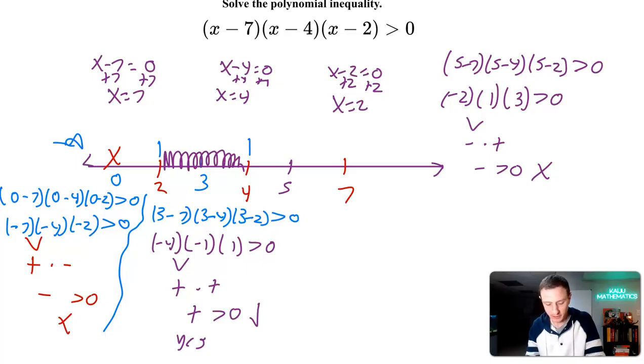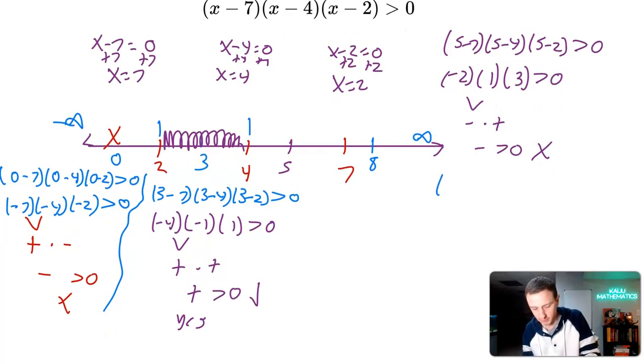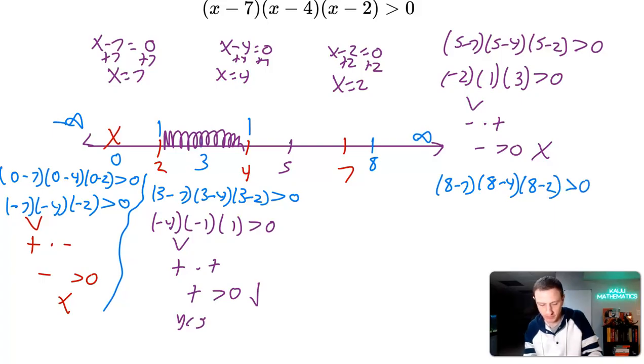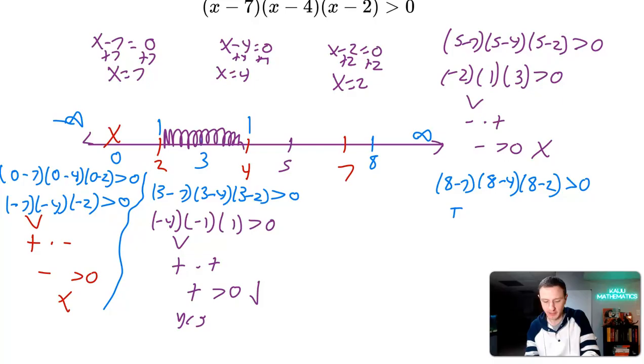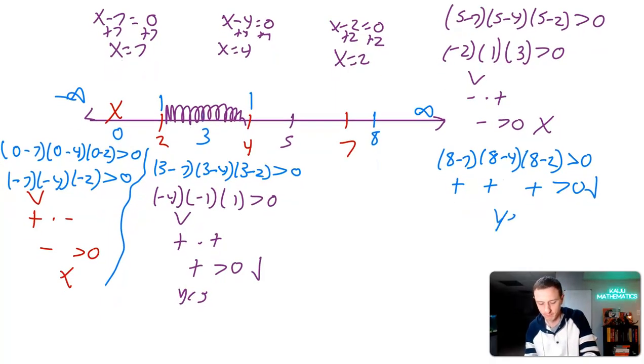And then finally, last region, 7 out to infinity. Let's just grab 8. So we're going to do 8 minus 7 times 8 minus 4 times 8 minus 2 greater than 0. 8 minus 7, positive. 8 minus 4, positive. 8 minus 2, positive. All positives, greater than 0. So that's a yes in that region. So we're going to highlight from 7 out to infinity.